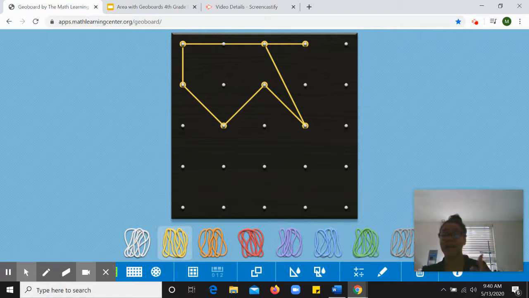Then you're going to be finding the area of that figure. So you're going to be either using the addition method or the rectangle method that I just showed you. And then you're also going to be checking your answer afterwards. So for example, if you use the addition method to find the area of this figure, then you're going to use the rectangle method to check the answer.